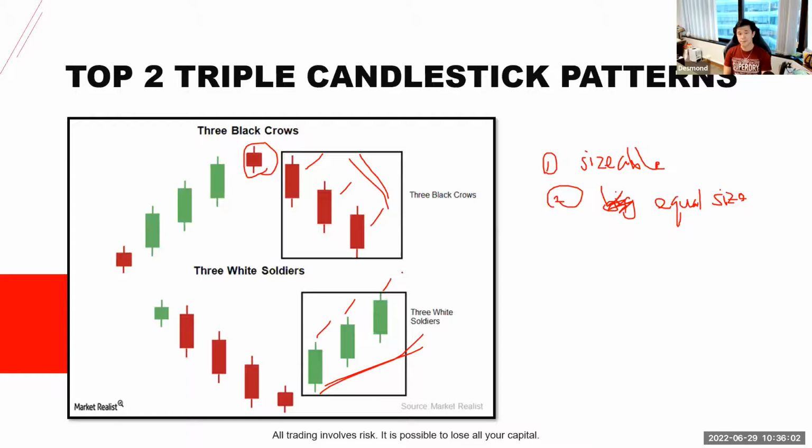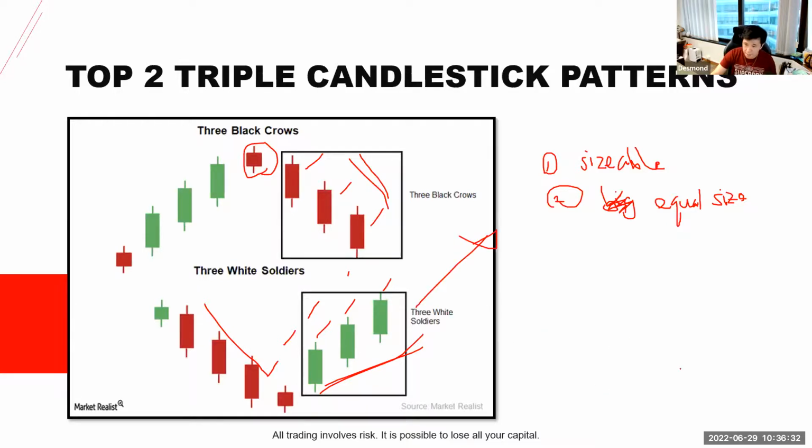Okay. So 3 black crows and 3 white soldiers are another of my favorite triple candlestick patterns you can use when trading, especially useful because you can use it to play breakouts, and you can use it to play reversals. In this case, at a reversal, if you notice 1, 2, 3 crows, you have a much higher chance that the momentum will take you all the way there.